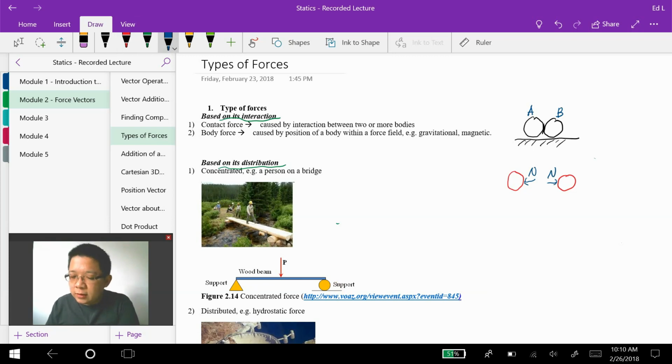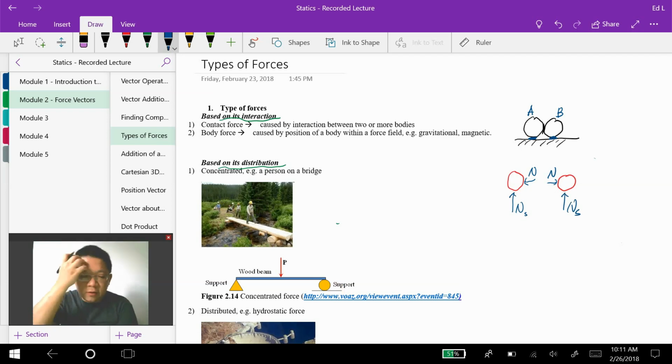And definitely, there's also a contact force when the cylinder is touching the surface right here, so there is another force right there. Let's call it NS, which is the contact force between the bodies and the surface.